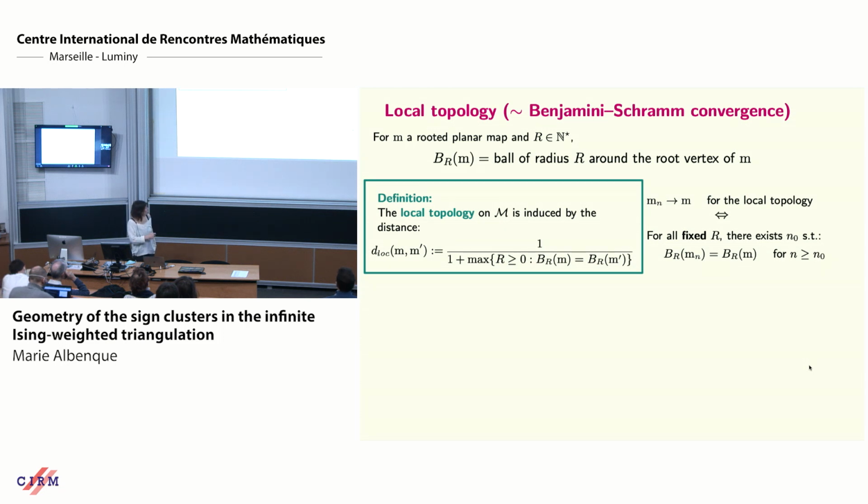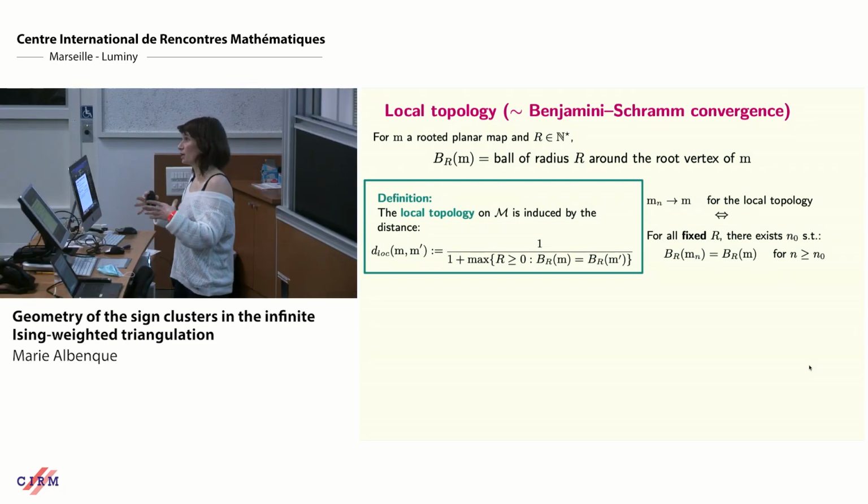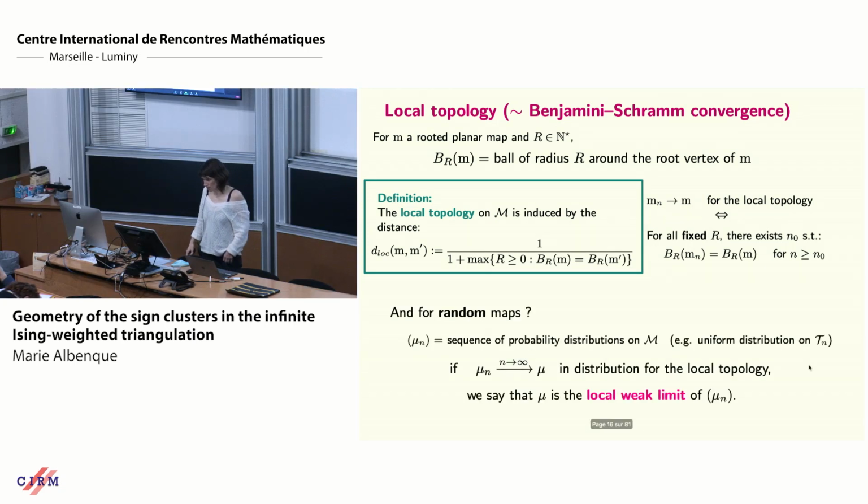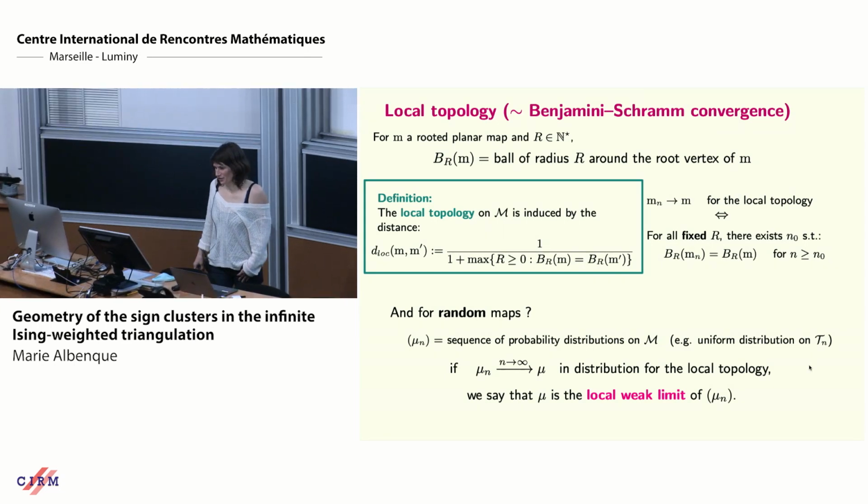So saying that a sequence of maps converges to the local topology means that for all fixed radius, their balls of radius r are going to be equal for n sufficiently large. Okay, so this is for deterministic maps. Here I'm going to consider random maps in a minute, and it's exactly the same thing. You have a measure on random maps, and saying that the sequence of measures converges for the local topology is just to say that the sequence of probability measures converges in distribution for this local topology.